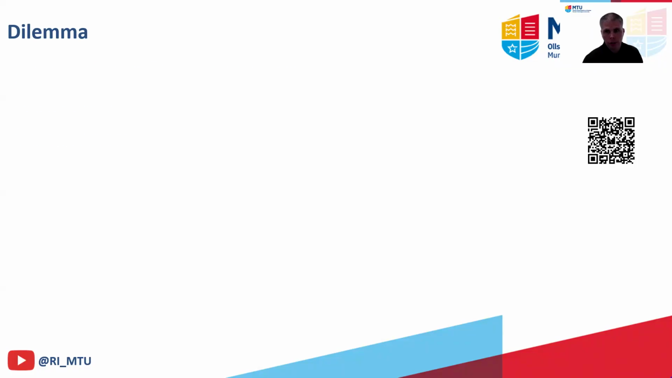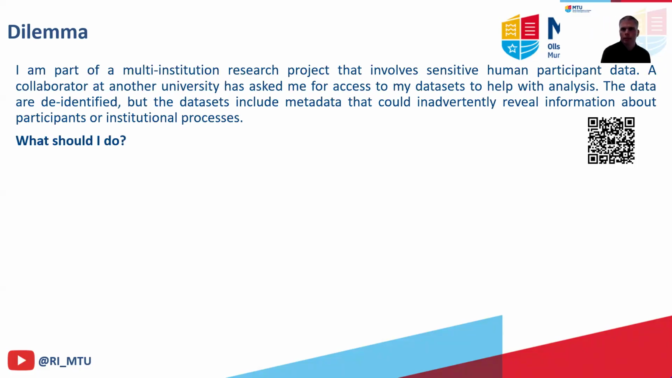So basically, trying to do something similar to finish off this session, I just put up a dilemma, to see how we manage this. I am part of a multi-institution research project that involves sensitive human participant data. A collaborator at another university has asked me for access to my datasets to help with analysis. The data are de-identified, but the datasets include metadata that could inadvertently reveal information about participants or institutional processes.